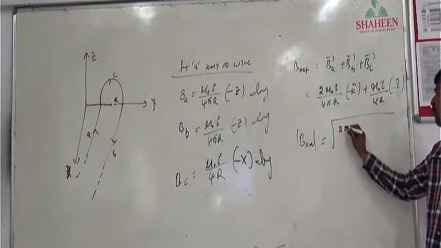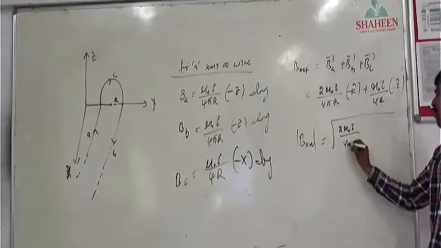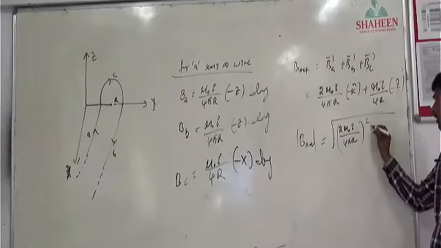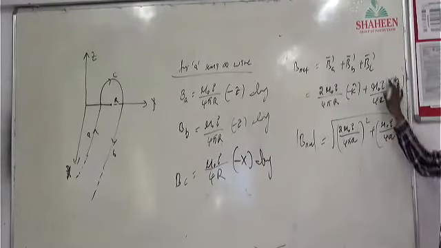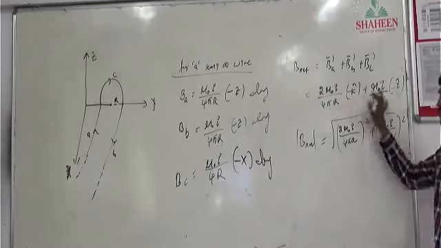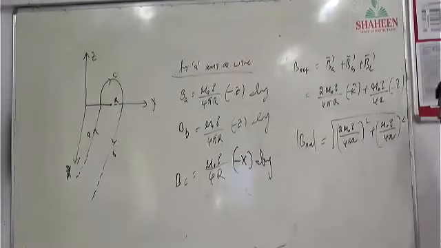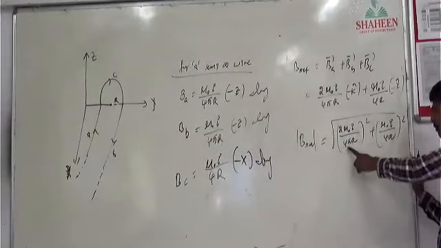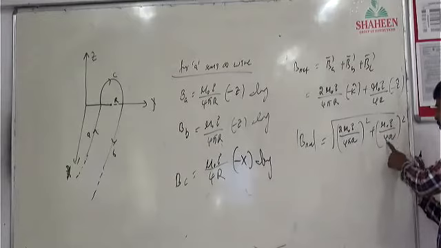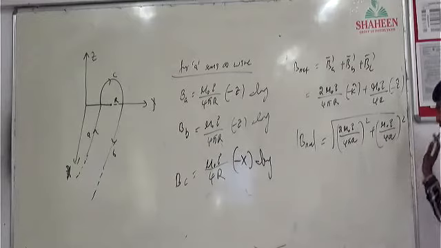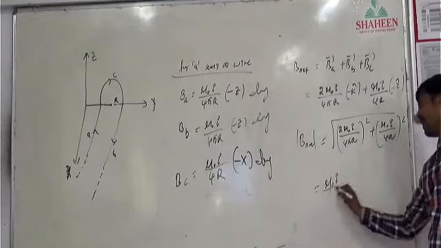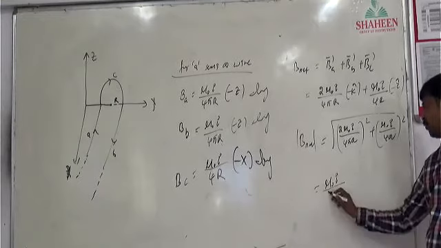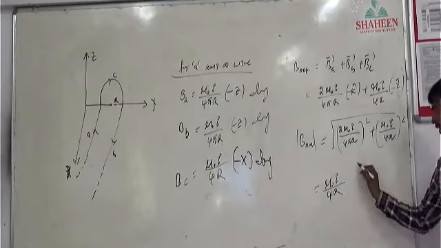So 2 mu naught I by 4 pi r whole square plus mu naught I by 4r whole square. Only magnitude I am taking because the angle between them is 90. So can I take mu naught I by 4r, mu naught I by 4r, common only? Can I take outside directly? So mu naught I by 4r I am taking out. So what is left inside?